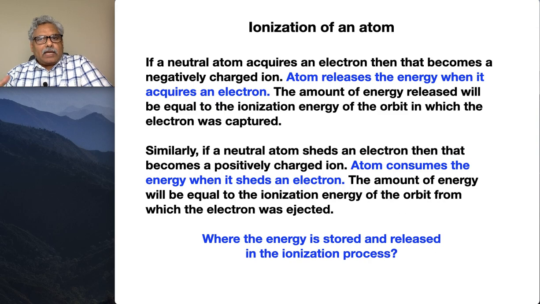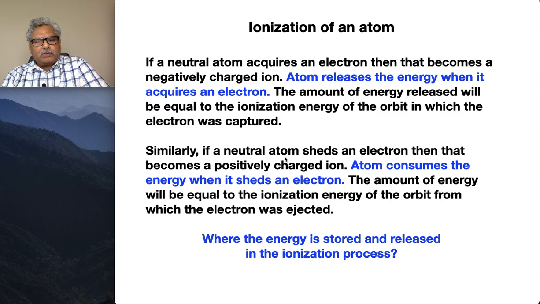When you look at the ionization of an atom, if a neutral atom acquires an electron, it becomes a negatively charged ion. We know that. The atom releases energy when it acquires an electron. The amount of energy released will be equal to the ionization energy of the orbit in which the electron was captured. So when you give an electron to the atom, it releases a certain amount of energy based on the ionization energy of that shell in which the electron was captured.